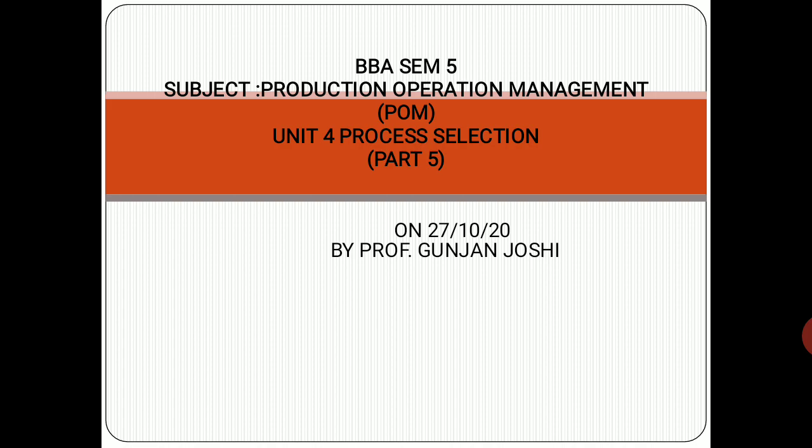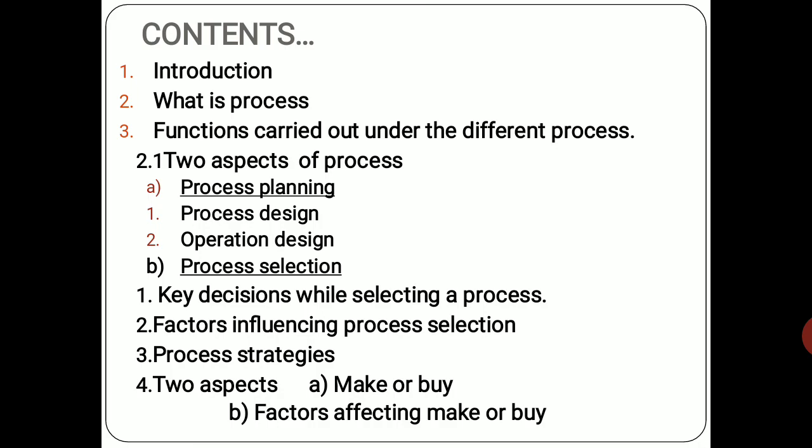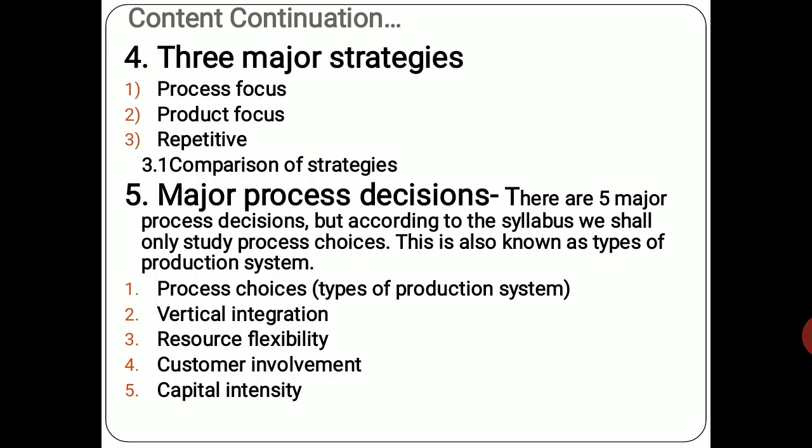In this unit, we have dealt with many concepts related to process, like what is process, different functions of process, two aspects of process, decisional areas, and factors influencing. In the previous lecture, we also saw the types of process strategies. Again, there are two aspects, that is make or buy decisions and the factors affecting them, that we have checked out. We have seen the major strategies related to it, in the sense process focused, product focused and repetitive in nature, and we have also checked out the comparison of the strategies.